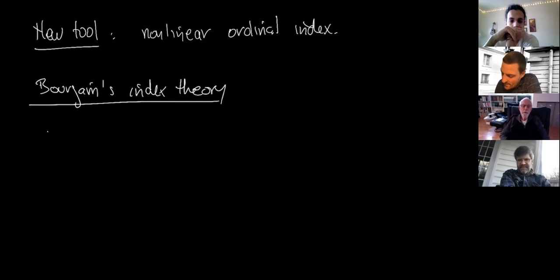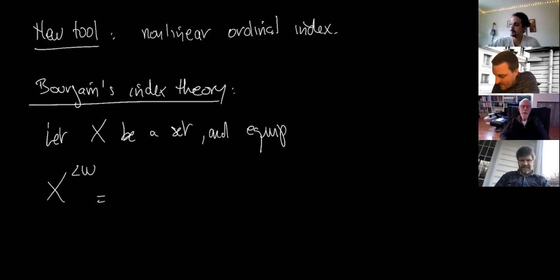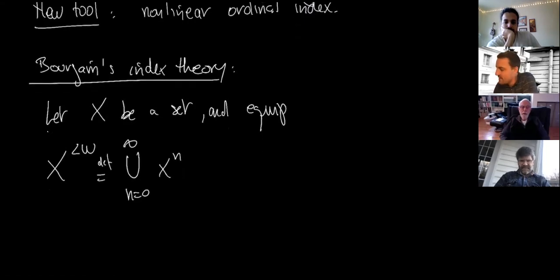So what is Bourgain's index theory for basic sequences? If I give myself a set, not a metric space, just a set, I will equip the set of finite sequences. I use this notation for the set of finite sequences.